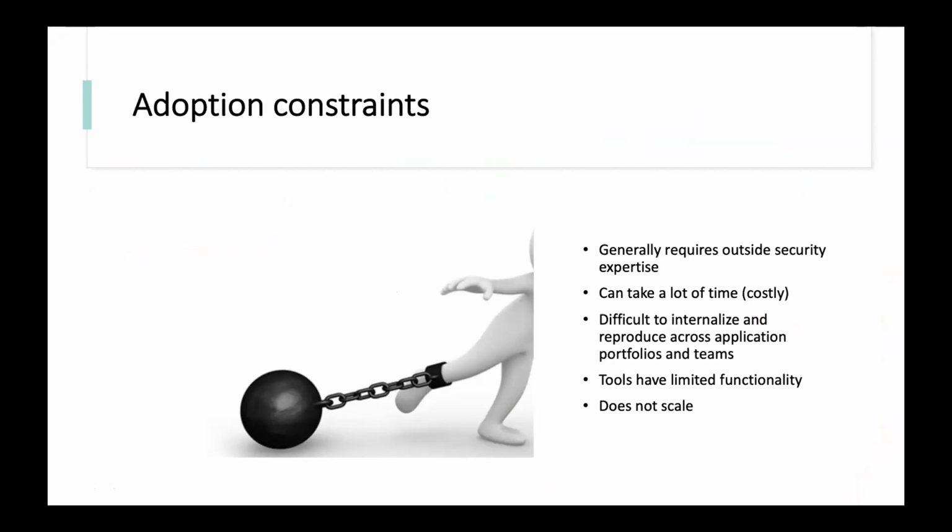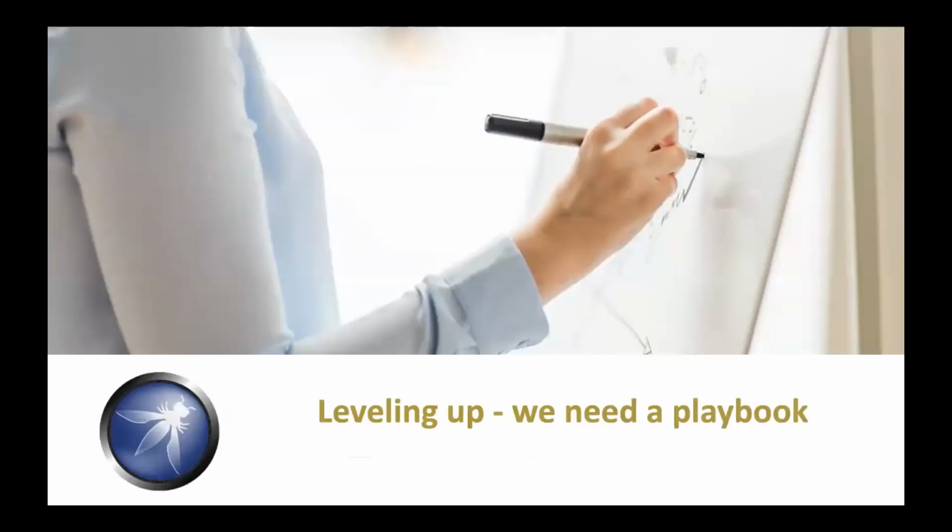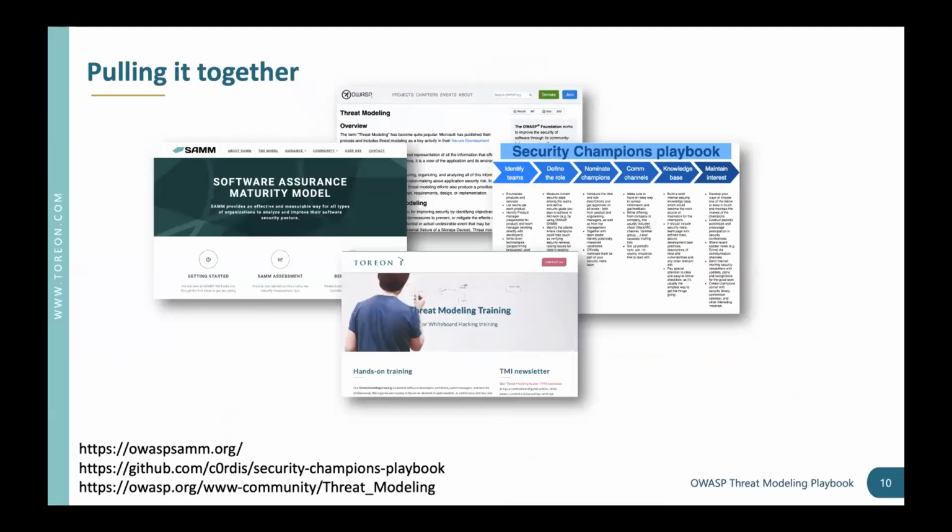And that's why we thought, okay, we need to do something about this. We need to have some kind of way to provide people with guidance on how to start and improve threat modeling as a practice. We need to level up our game. We need a playbook. And why did we go for a playbook? I'll explain that. But what we've done is we've pulled together different experiences that we have. We've trained hundreds of people, and we've created hundreds of threat models together with our customers.